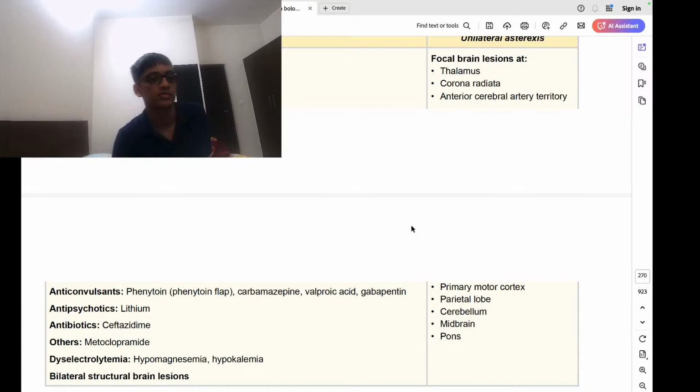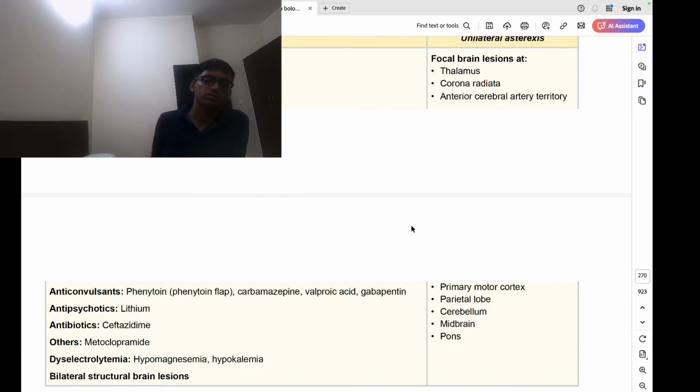Antipsychotics like lithium, ceftazidime. Then others you have metoclopramide and electrolyte disturbances: hypomagnesemia, hypokalemia. Then you have bilateral brain lesions.